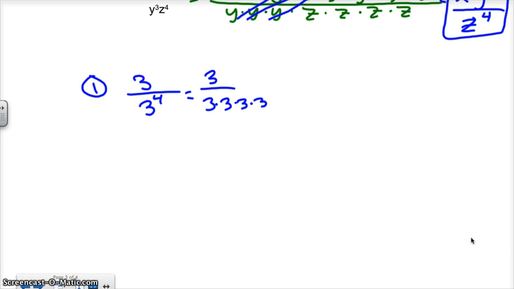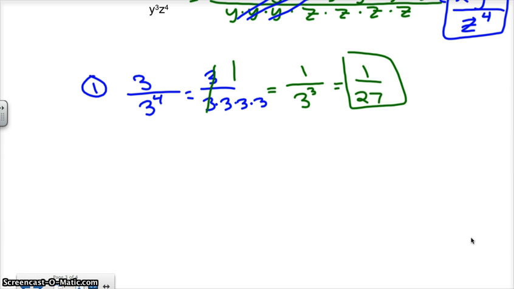What am I left with on the top? John? Nothing. But what's nothing? 1. 1 has to come out now. It's really a 1 on top. So it's 1 over, and then I have 3 3's. You can simplify that. That's not that hard. 3 times 3 is 9, times another 3 is 27. You have to do that? Yep, 1/27. If they're easy enough to figure out, yes, you have to do it.